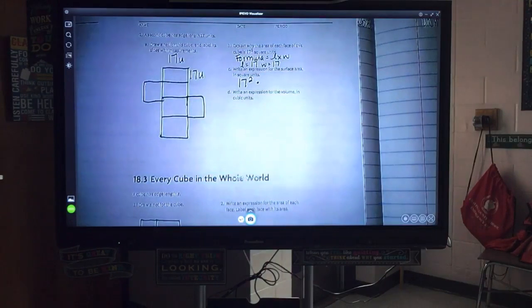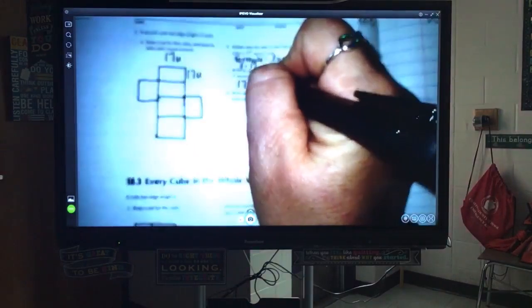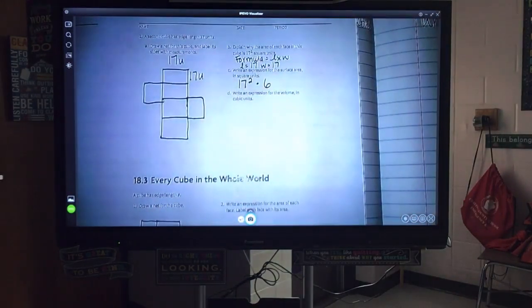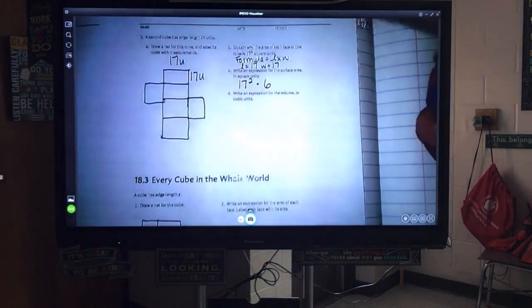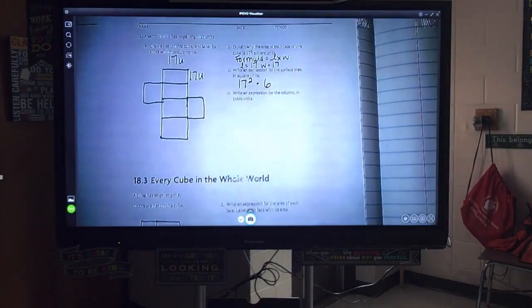That's right, but that's the area of one square. We need the surface area. So you do 17 squared, but then what do you have to multiply it by? Alexa, 6. Why? Because there are 6 faces and we're finding the surface area, not just the area of one, but the surface area of the whole thing.